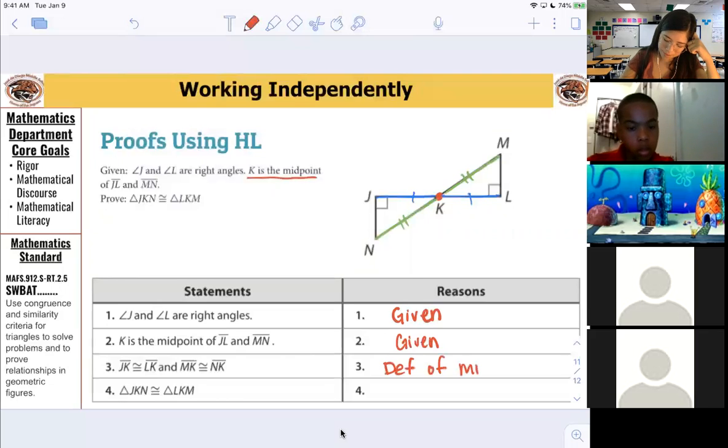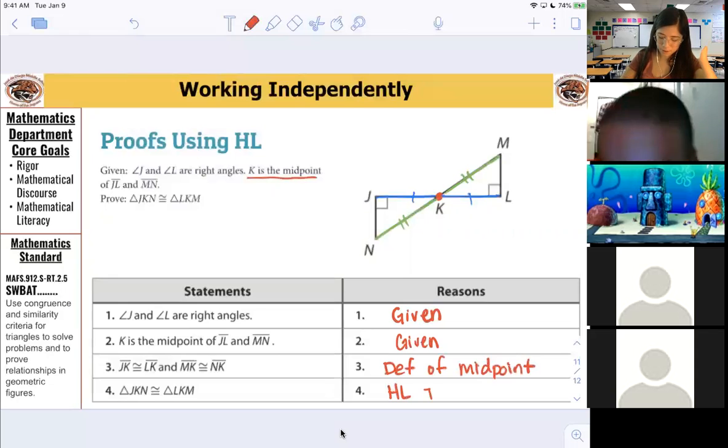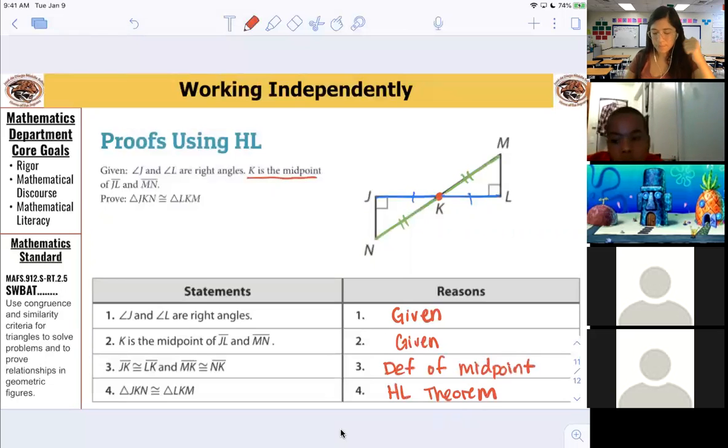HL. Good. And since I have a hypotenuse and one leg, I have HL. I know that these are congruent. Hey, I did all of them. You did. Good job. All right, we kind of sped through that a little bit, but hopefully we can put all of this together.